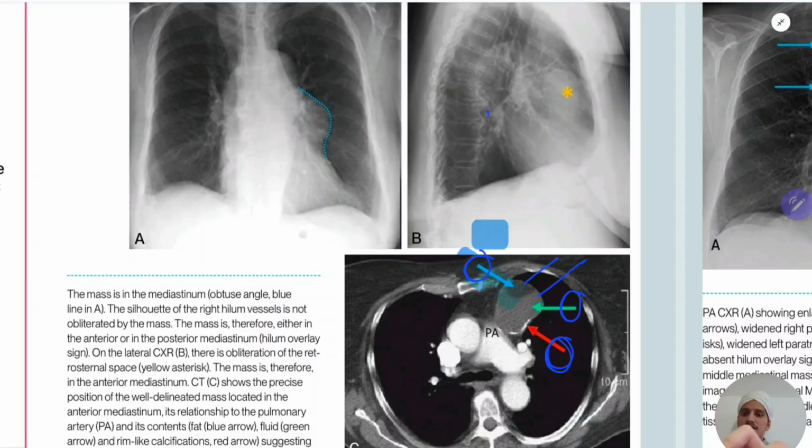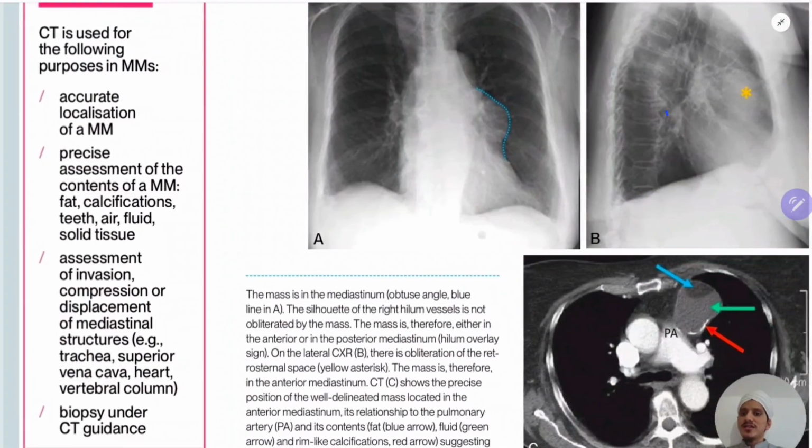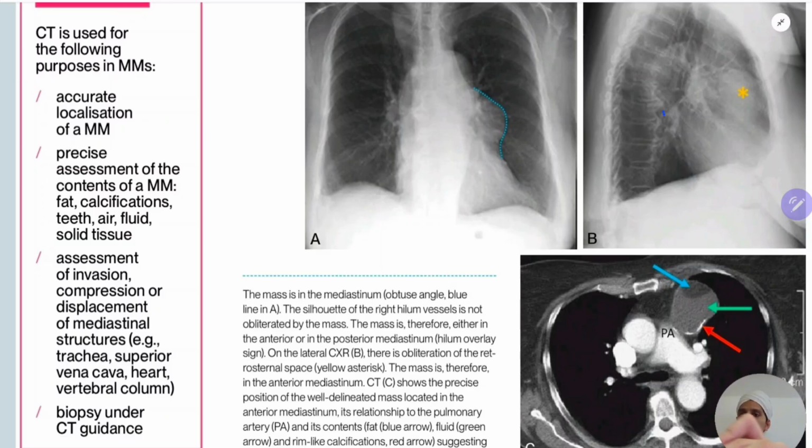So the CT scan will help us to clear the thing. Remember, CT is used for the following purposes in mediastinal masses. First is accurate localization of a mediastinal mass, precise assessment of the contents of a mediastinal mass like fat, calcifications, any teeth, air, fluid, or solid tissue, assessment of invasion, compression, or displacement of mediastinal structures like trachea, superior vena cava, heart, vertebral column, and biopsy under CT guidance. So these are the uses of CT scan in mediastinal masses.